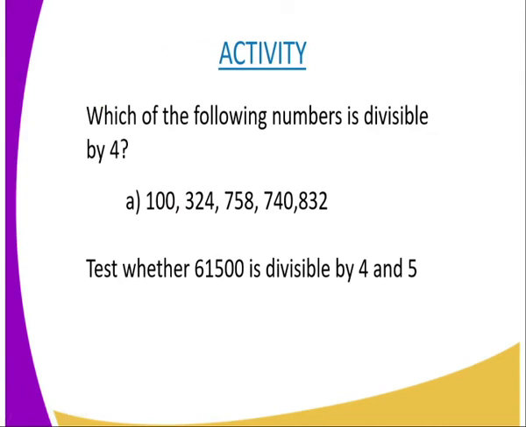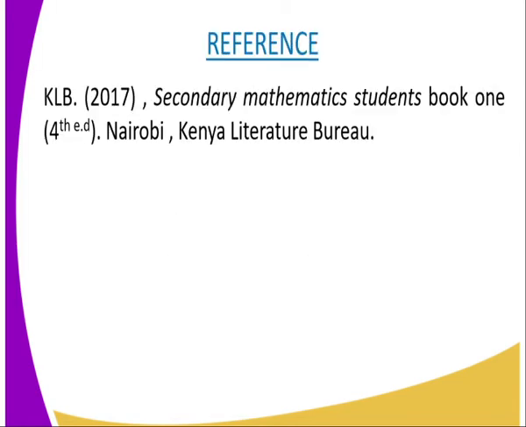Having said that, you are required to have the following activity, whereby you should identify which of the following numbers is divisible by 4. The first number is 100, the second one is 324, the third one is 758, the fourth one is 740, and the fifth one is 832. So you identify which number is divisible by 4. And you also test whether 61,500 is divisible by 4 and 5.